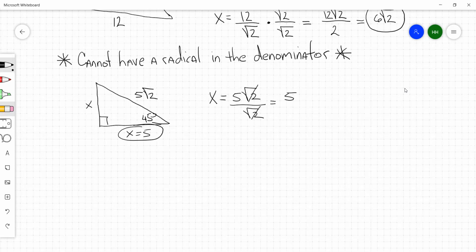Everybody all right with that? Any questions on working with the 45, 45, 90? Legs are the same. Hypotenuse is equal to a leg times the square root of 2. A leg is equal to the hypotenuse divided by the square root of 2.